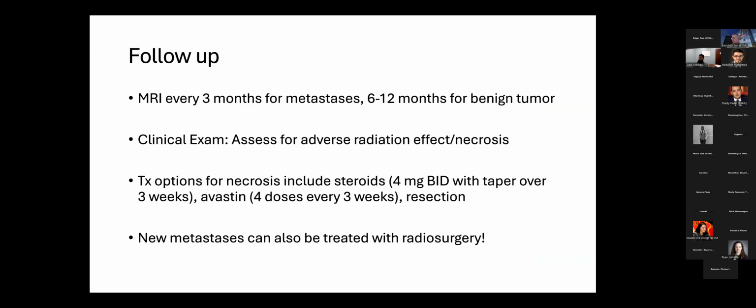So for follow-up, I get a follow-up every 3 months with a high-resolution MRI, the same technique preferably that you use for treatment planning. For metastases, 6 to 12 months would be okay for benign tumor. Clinical exam, you have to be on alert for adverse radiation effects and necrosis. For example, in a schwannoma, people can start getting dizzy or lose their hearing acutely within a couple of weeks after radiosurgery, and you want to try steroids for that.